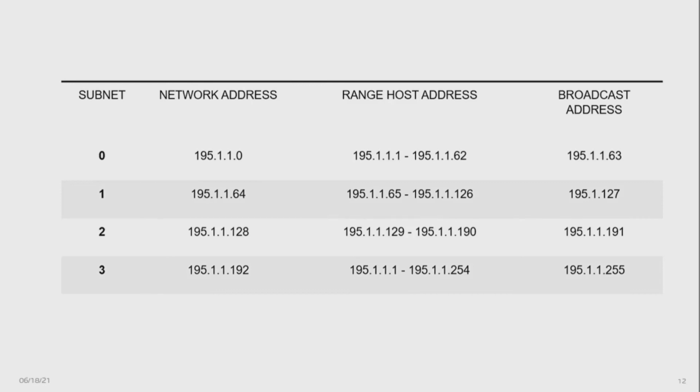Since the magic number is 0.0.0.64, the difference in the network address is 0.0.0.64 and the broadcast address is 195.1.1.255.